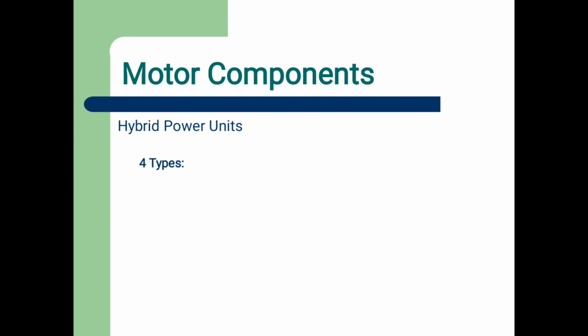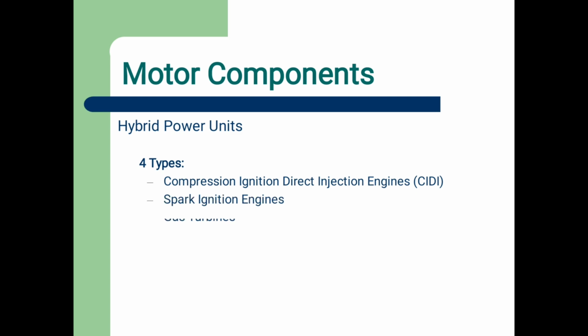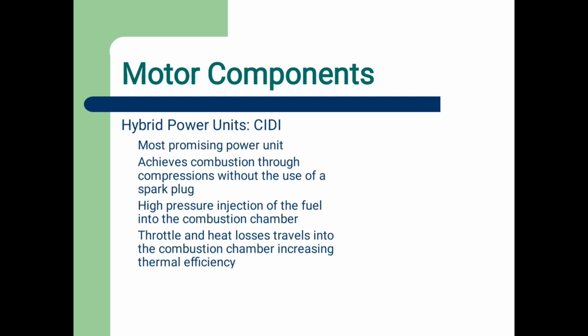Hybrid power units. There are four types. The first is the compression ignition direct injection engine, then the spark ignition engine, gas turbines, and fuel cells. The most promising power unit achieves combustion through compression without the use of a spark plug. The high pressure injection of the fuel into the combustion chamber reduces throttle and heat losses, increasing the thermal efficiency.